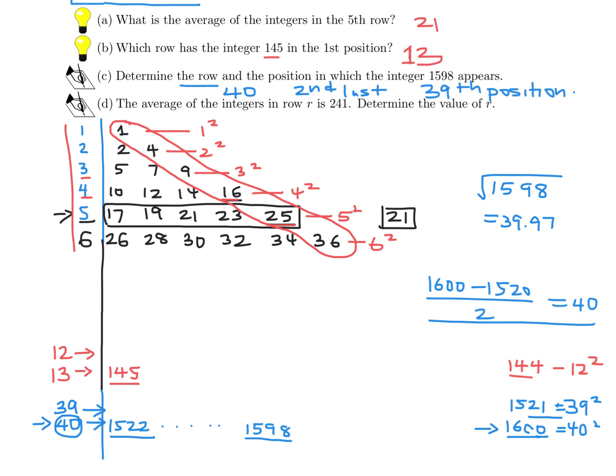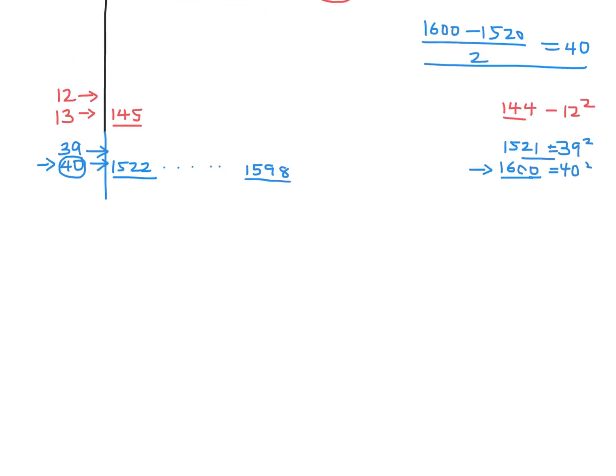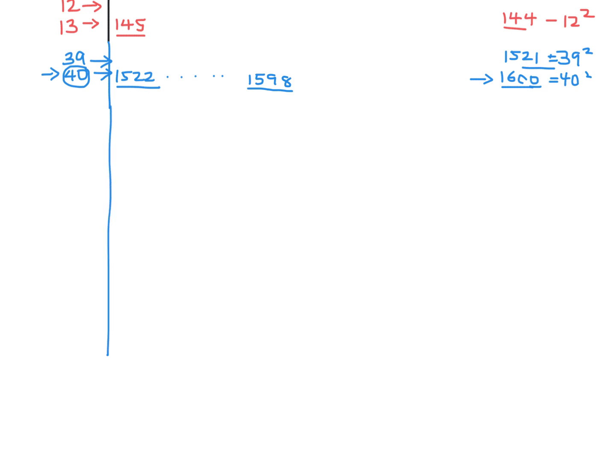And then finally, the average of the integers in row R is 241. Determine the value of R. Okay, so somehow, somewhere, there's this row R, and the average is 241. So all these numbers, if you add them up and divide by the count, give 241.